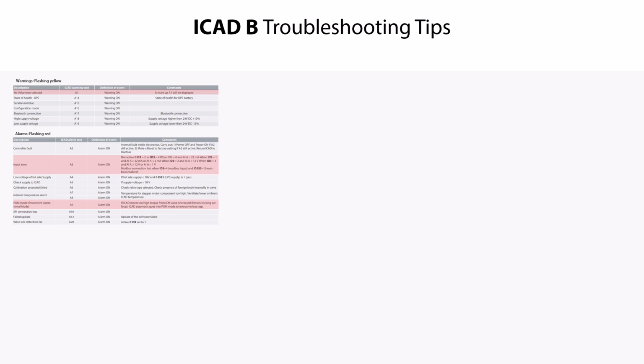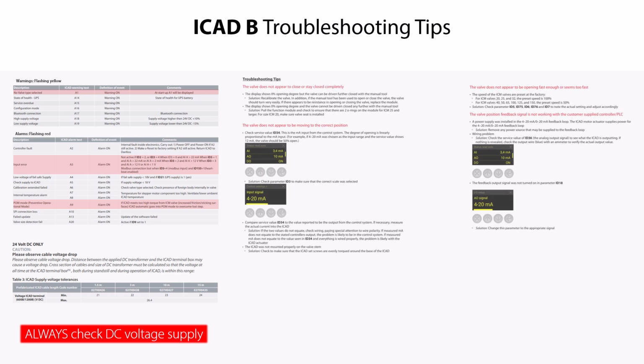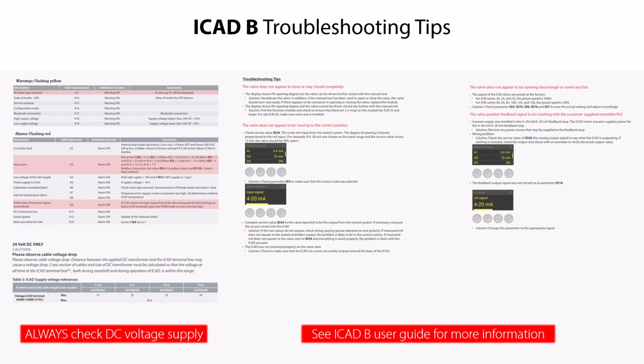Since most of these alarms are quite self-explaining, we will not go more into detail with them in this video. However, please also pay special attention to the cautions shown here, taken from the ICAD B user guide regarding the ICAD B 24-volt DC voltage tolerances. We recommend to always check that the actual DC voltage supplied to the ICAD B is within the specified tolerances. To further support you in troubleshooting possible ICAD B and valve failures, you can find more detailed ICAD B troubleshooting tips in the overview shown here. This is also taken from the ICAD B user guide.